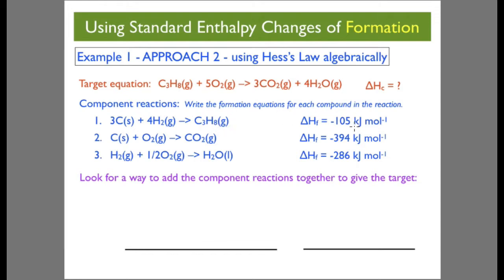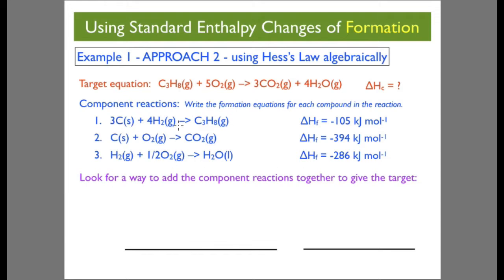we would get the enthalpy of formation from the data booklet. Then do the same for carbon dioxide, and then do the same for water. We don't need to do it for oxygen because that's already in its standard state, and so its enthalpy of formation would be 0. It'll take no part in this calculation. So once you've written the formation equations for each compound in the reaction, as we have as follows, we can see how we need to change them so we can add them together.